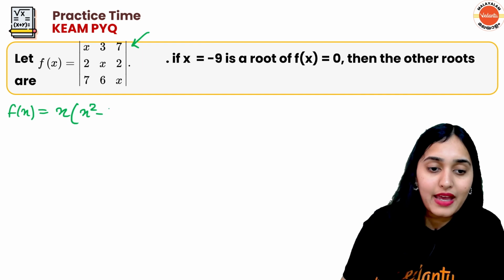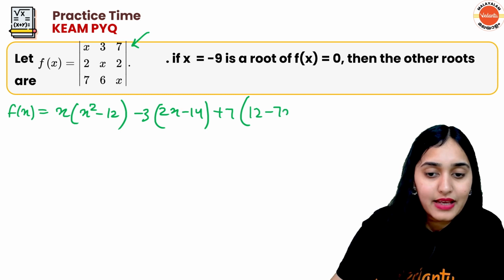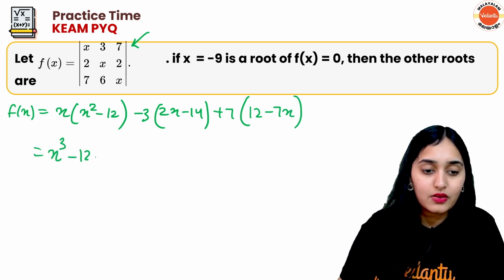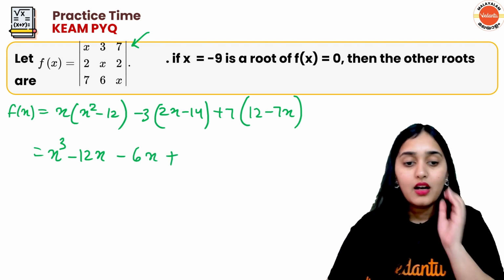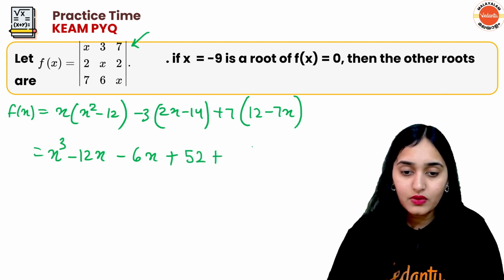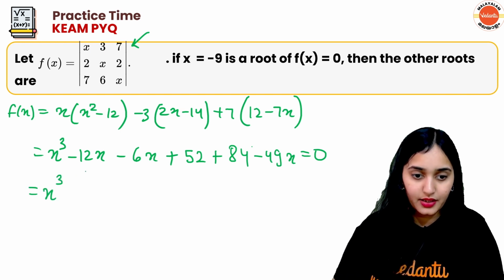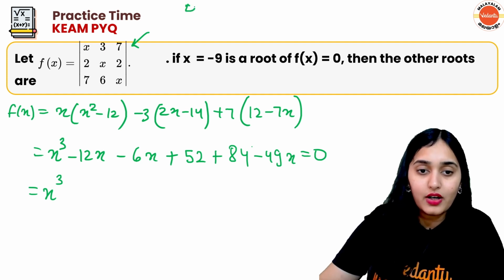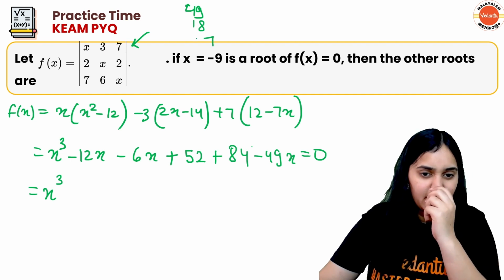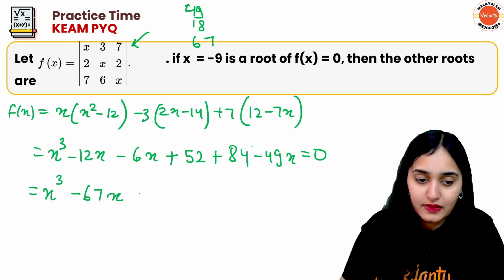So f of x will be equal to determinant of this matrix is what? X into x square minus 6, 2s are 12, minus 3 into 2x minus 14, plus 7 into 12 minus 7x. Quickly multiply, you get x cube minus 12x minus 6x plus 4 3s are 12, 52, and 7 2s are 14, and 84, 7 7s are 49x is equal to 0. Now this is x cube, and 12 and 6 is 18, so 49 plus 18 is 67. So you have minus 67x, and you have 52 plus 84.